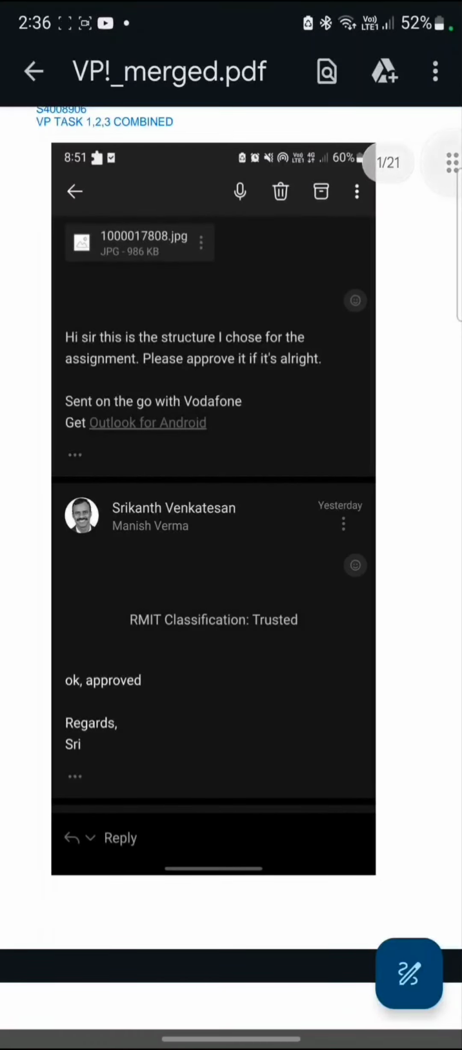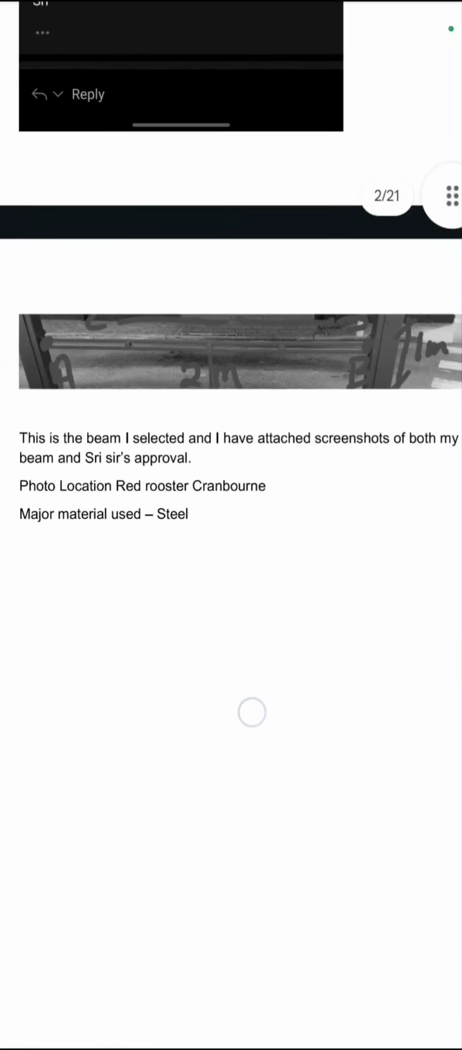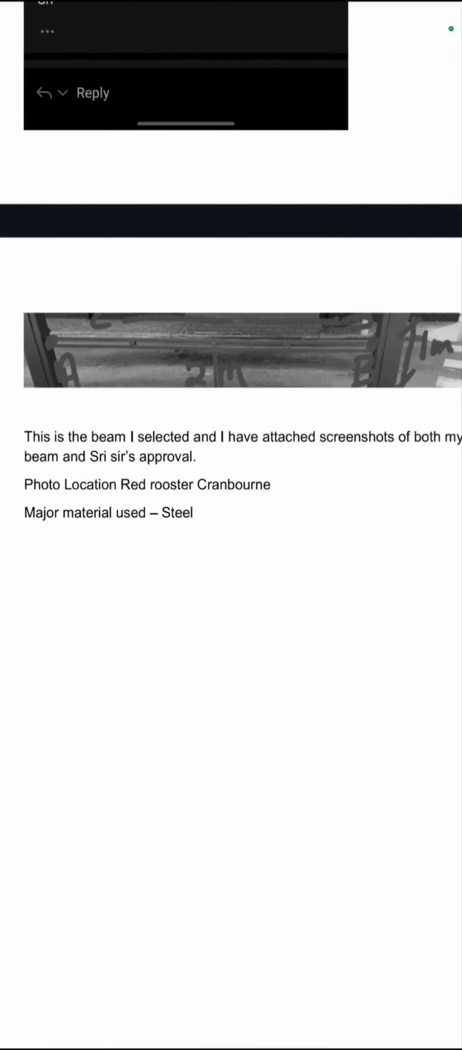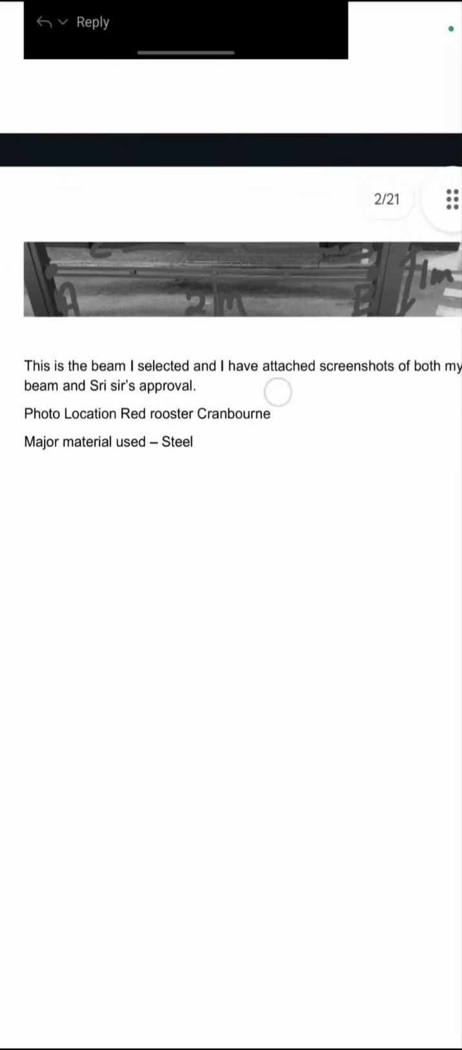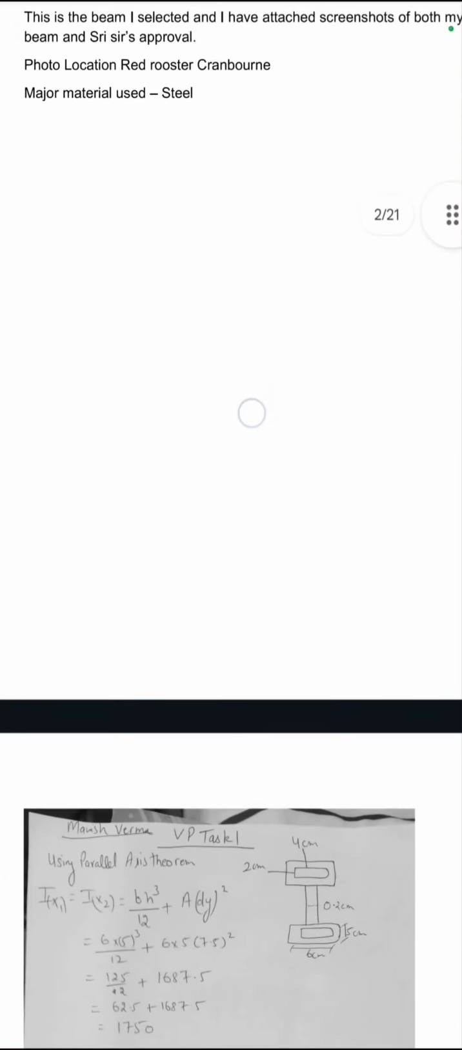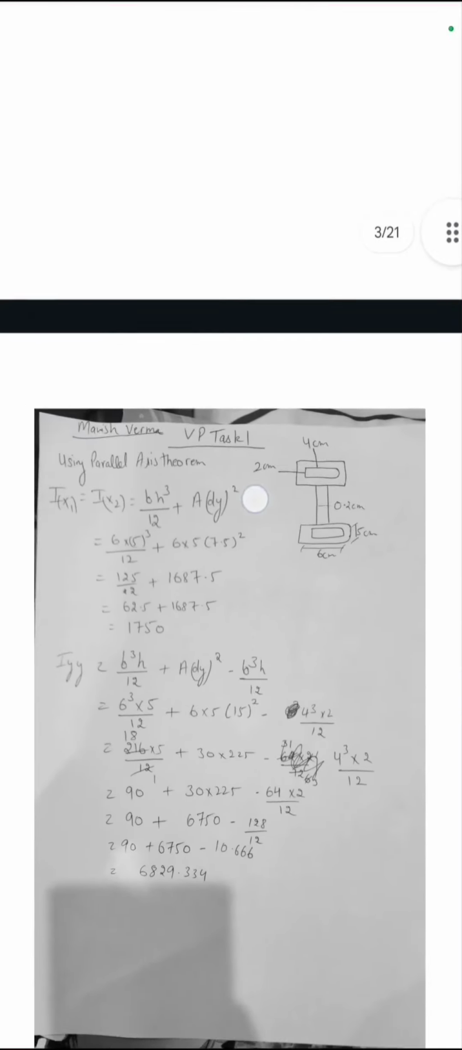Here we start on the very first page. We start with the approval from Sri Sir, and on the second page I've got a photo of my beam, which I clicked at Red Rooster crane bin, and the major material type that was used was steel. And on the next page we calculate our moment of inertia using the formulas.